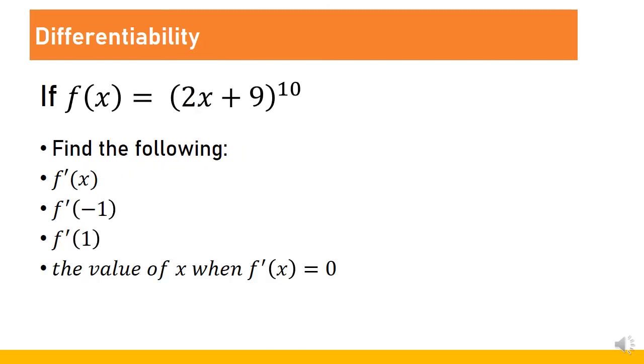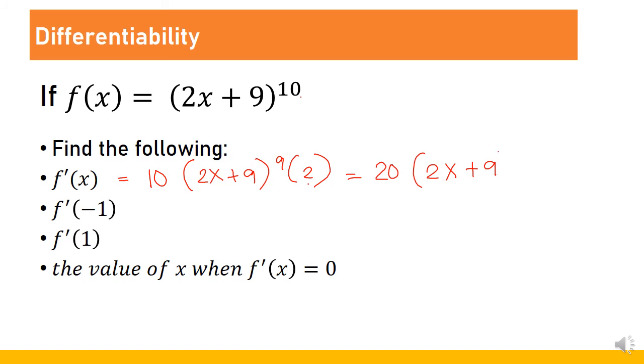Let's have this one. Again, this will be a differentiable function for all real numbers. Okay? So, f prime of x can be derived by getting the exponent of this and bringing it down. So, 10, using the chain rule. So, 2x plus 9 raised to 9 times 2. We can further simplify this by multiplying 10 and 2. So, 20. Then 2x plus 9 raised to 9.